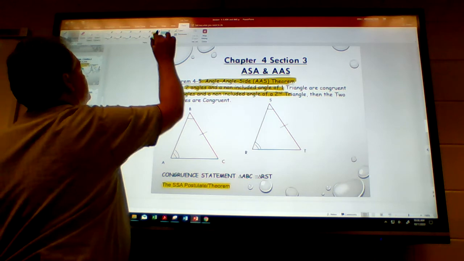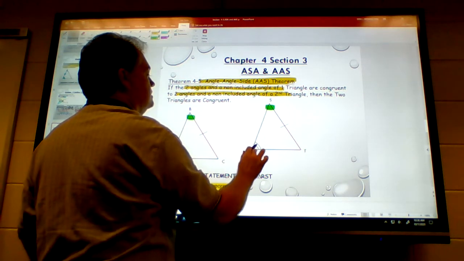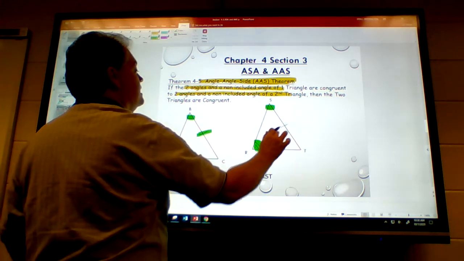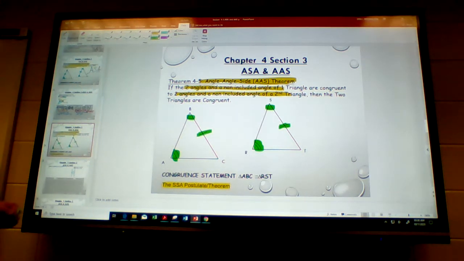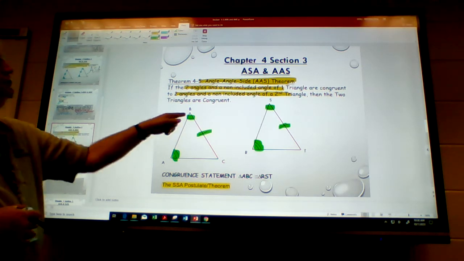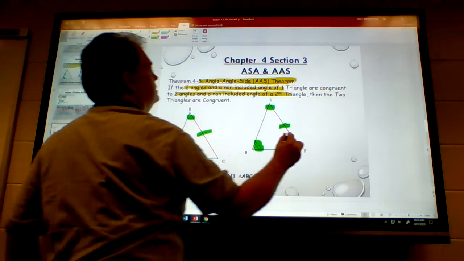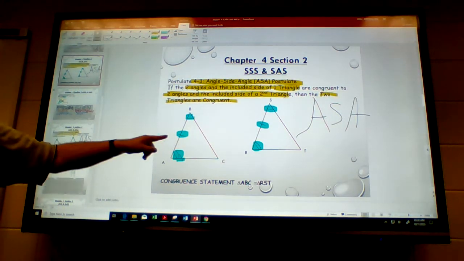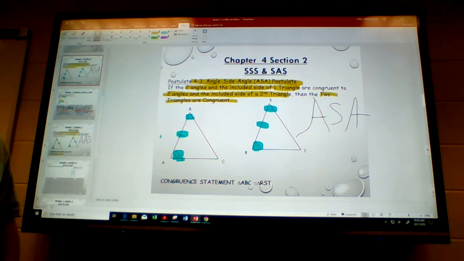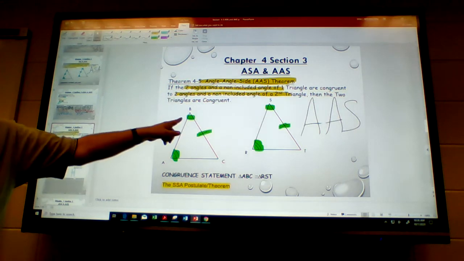So here's what we have. We have two angles and a side that they don't include. Now here's the difference. Notice, two angles and a side they don't include, that is angle, angle, side. Angle, side, angle is two angles and a side that they do include. So this is ASA, that's AAS.